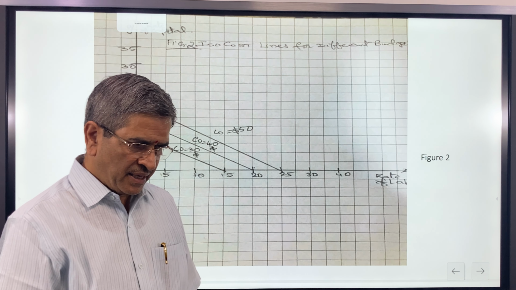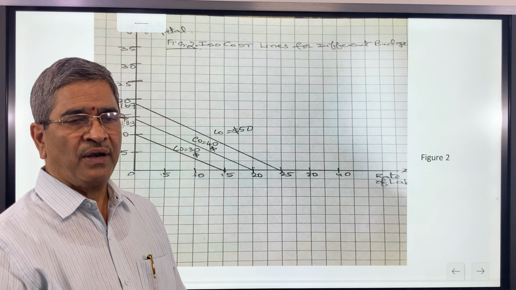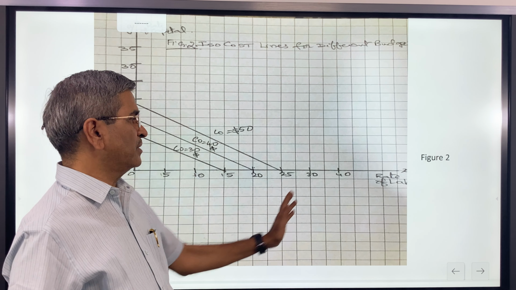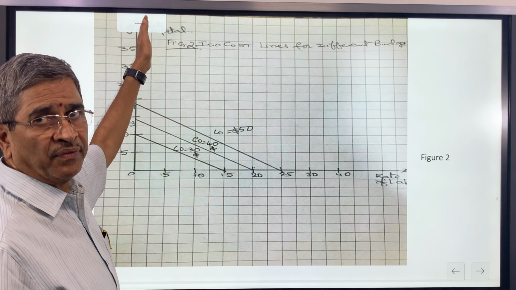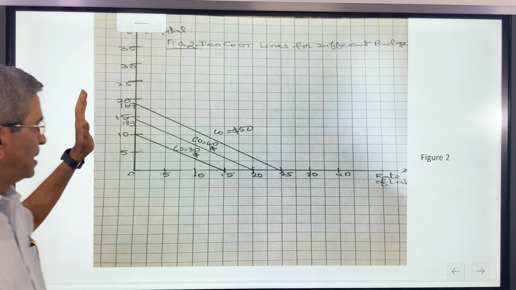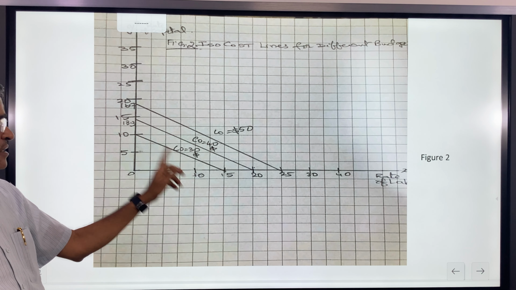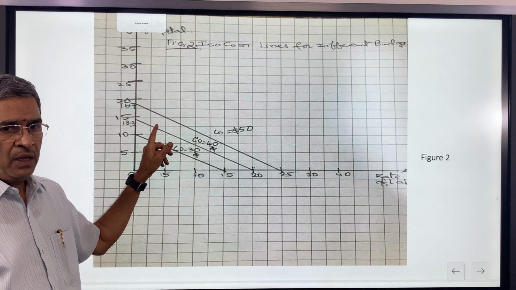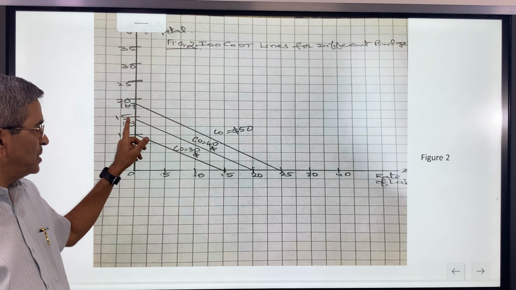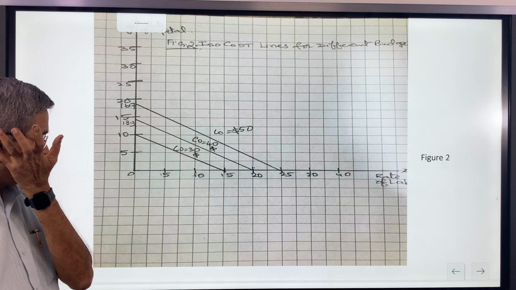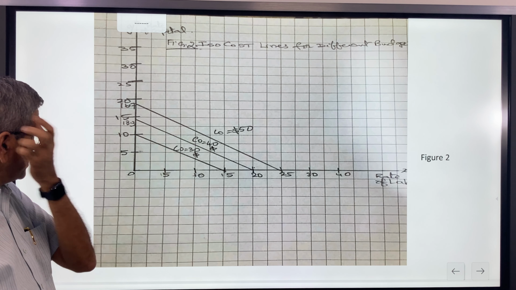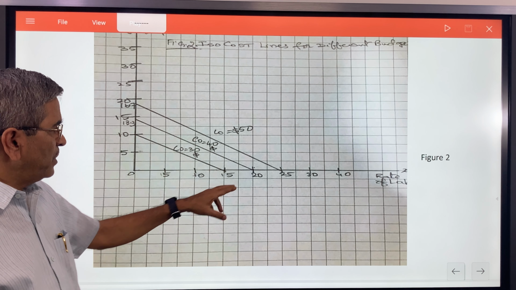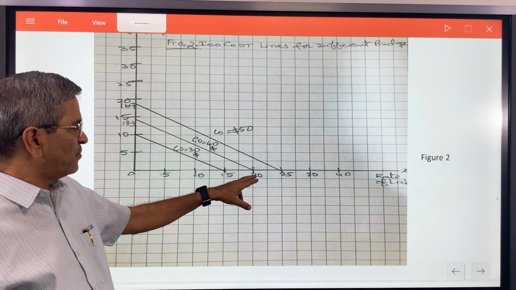Yeah, we were discussing the isocost lines. We have taken rate of labor on the x-axis and rate of capital on the y-axis, and we have drawn three curves. That is the cost curve, the total cost of the budget 40. Budget cost is $40. That is the middle one, and with that we can have 20 units of labor.